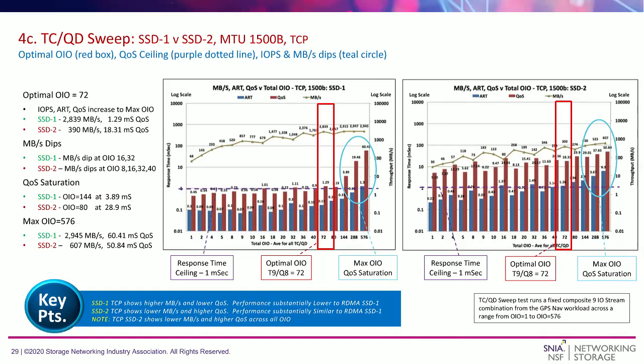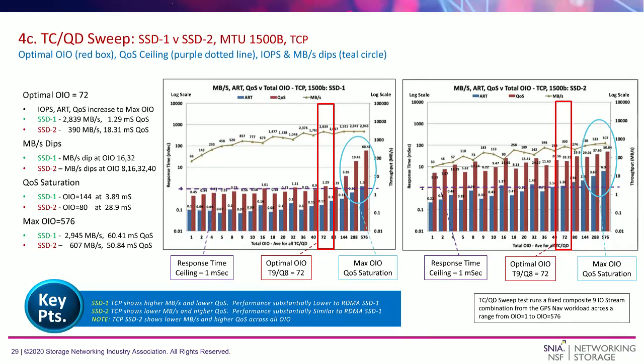Looking at the same on SSD2, again, the megabytes per second are much lower, 10 times lower. So from 2900, you're only getting to 600. You still have the sawtooth, where you have dips at certain multiples of thread count, in this case 8, 16, 32, and 40. And you see that the red bars are consistently above the purple line, the 1 millisecond response time ceiling. And when you get out to the right, again, you're seeing the same 37 to 50 millisecond response time.